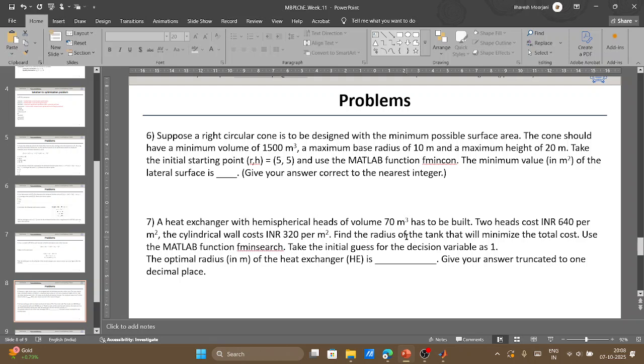Similarly, you have the second problem, where you have to find the minimum cost for your heat exchanger, right? So what should be the radius of your heat exchanger for the minimum cost?